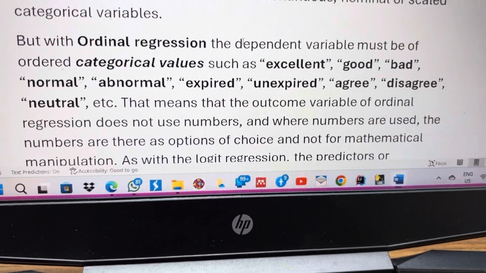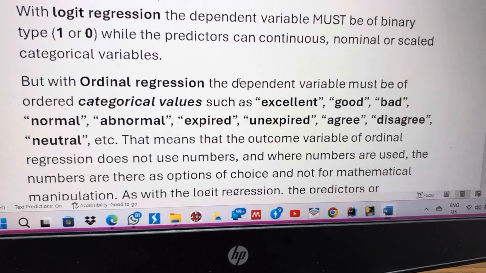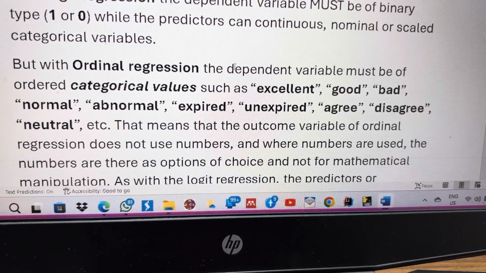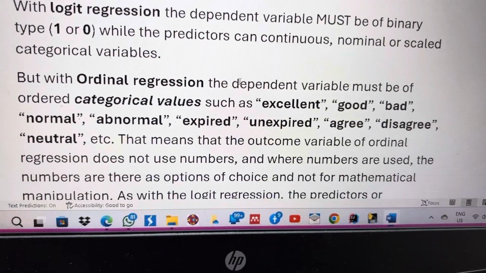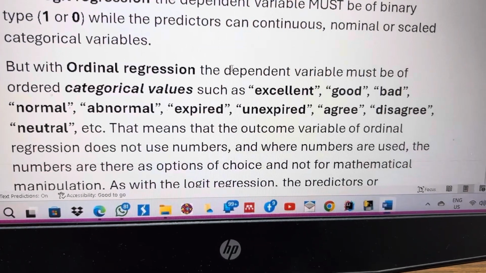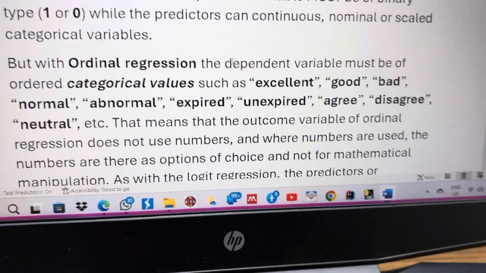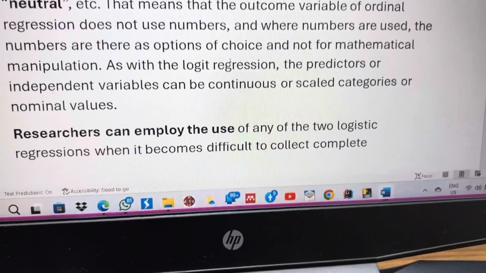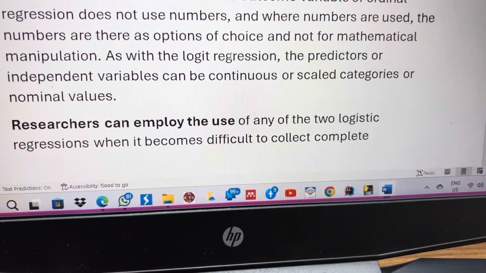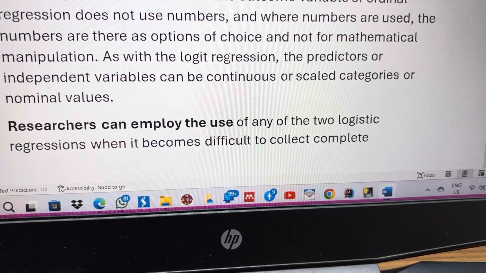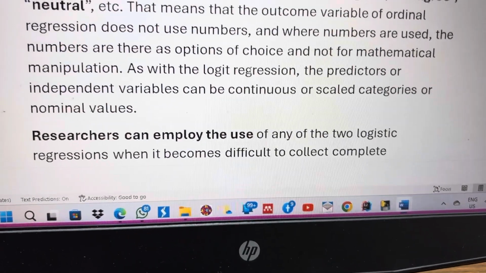That means that the outcome variable of ordinal regression does not use numbers, and where numbers are used, the numbers are there just as options of choice and not for mathematical manipulation. As with Logit regression, the predictors or independent variables can be continuous, scaled categories, or nominal values.